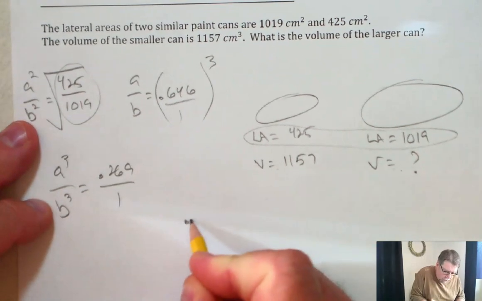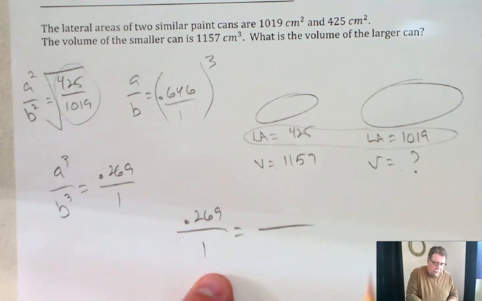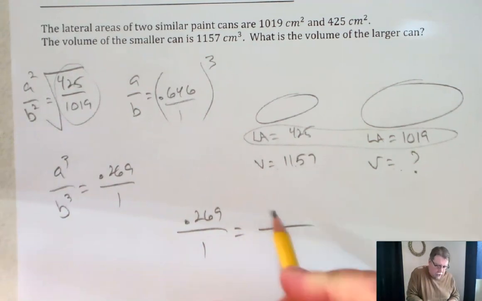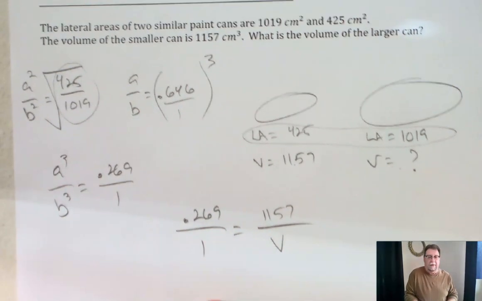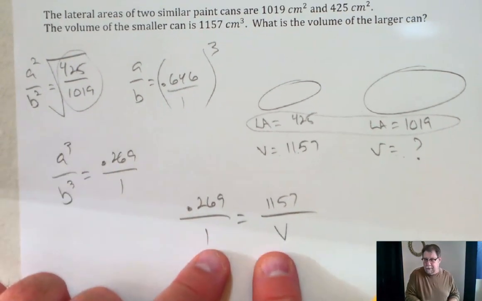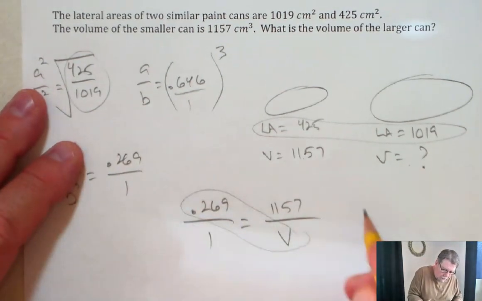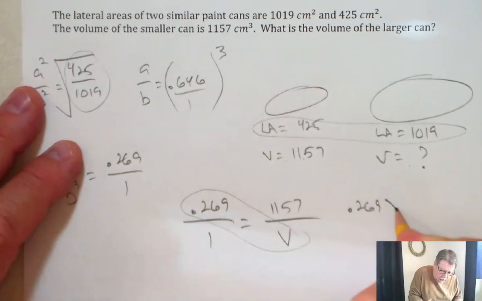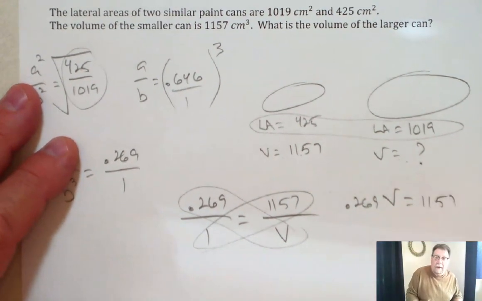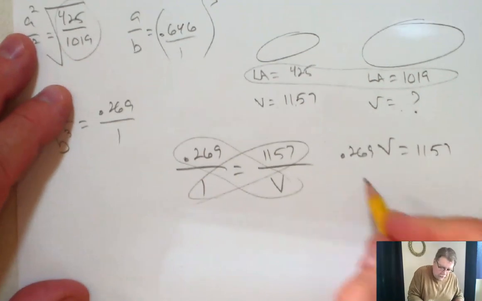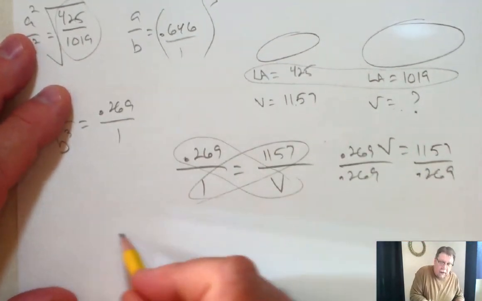The reason I want it over 1 is because I'm going to now set up a cross multiplication problem. It'll be 0.269 over 1 equals, and now this is the smaller volume, so it's going to go right here, and this is going to be my larger volume. I can cross multiply this to get my solution. That'll be 0.269V equals 1 times 1,157, and I'll divide by 0.269.